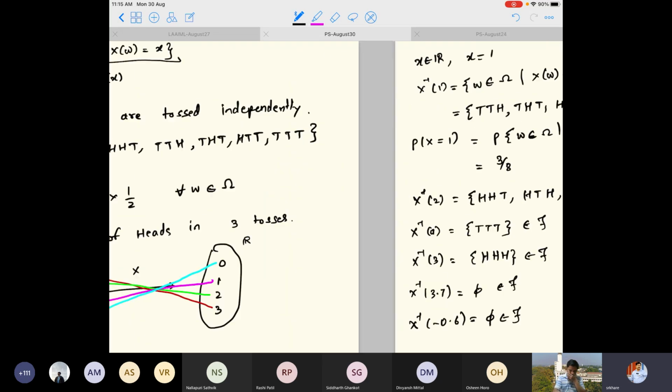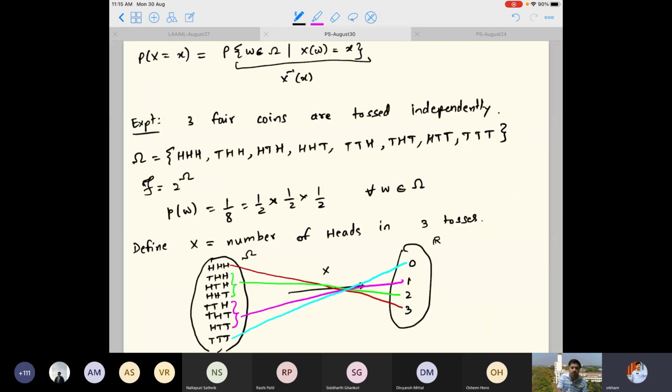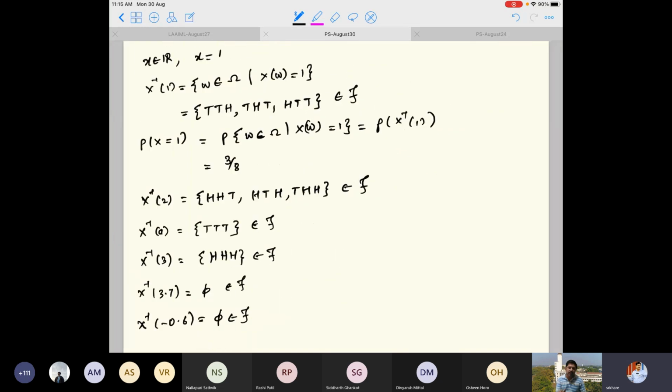Does the empty set belong to F? Yes, the empty set belongs to F because we already said that in this particular case, F is equal to 2 power omega, right? Because F is equal to 2 power omega, this is going to happen. So that's why this particular function X is a random variable.